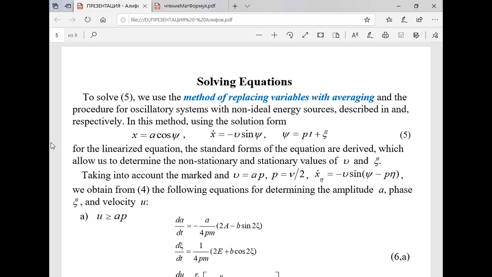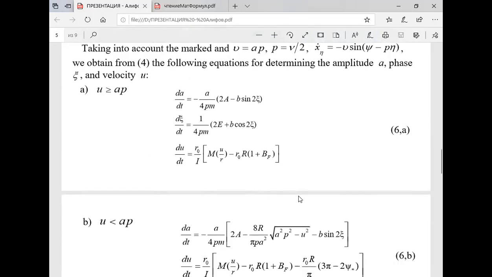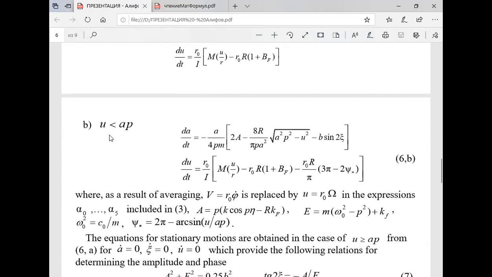Taking into account that v is equal ap, p is equal root of v under 2, x dot sub eta is equal minus v sine psi minus p eta, we obtain from 4 the following equations for determining the amplitude a, phase xi, and velocity u. A, u is greater than or equal ap. We can see the following equation. And B, u is less than ap.